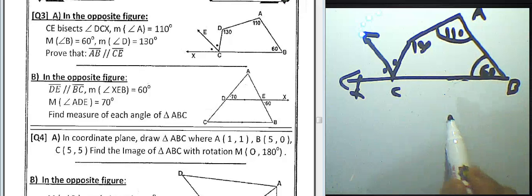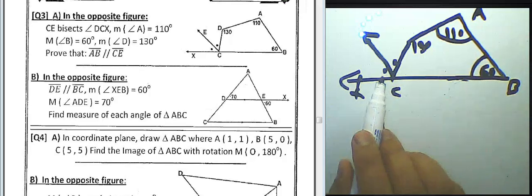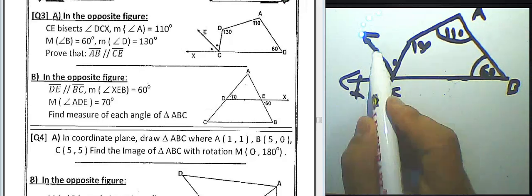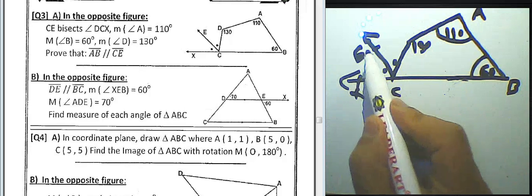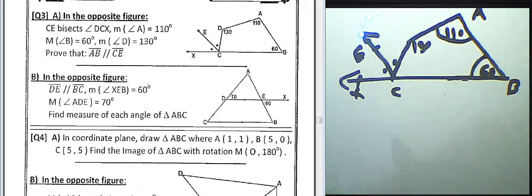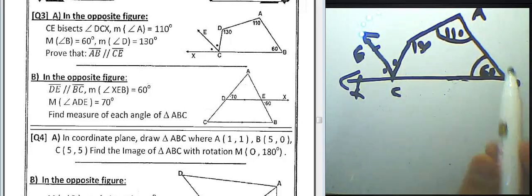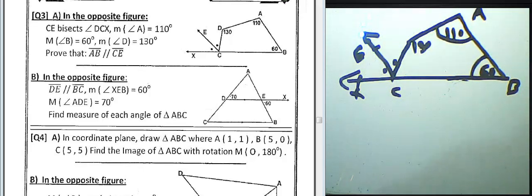We are asked to prove that CB, CE, we have here E, parallel to AB. You want to prove that AB is parallel to CE. Okay, we can solve this example.